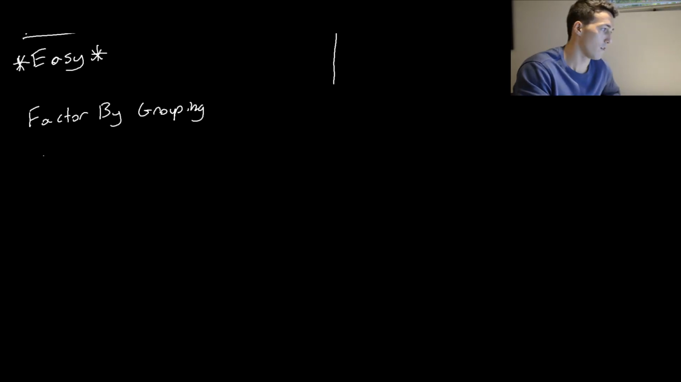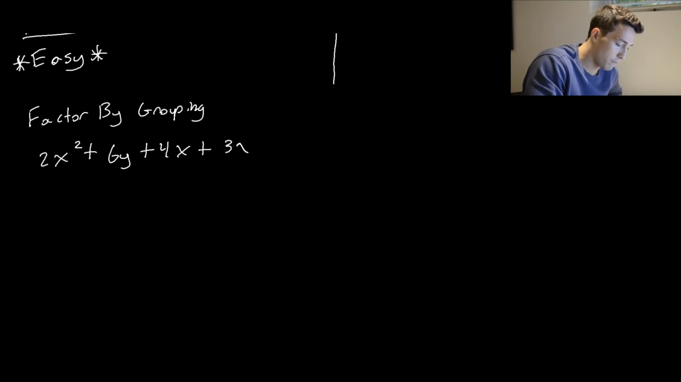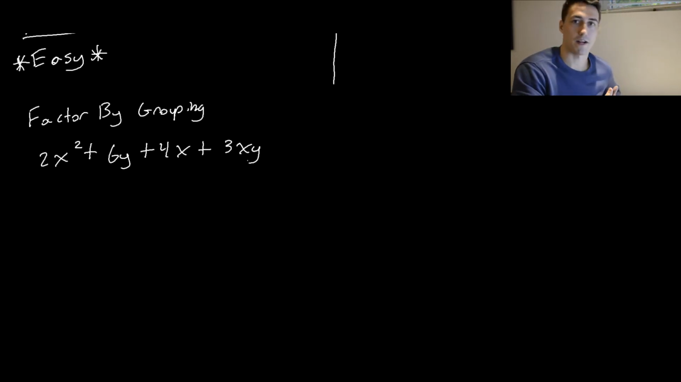So here, this problem, we're going to start with 2x squared plus 6y plus 4x plus 3xy. So looking at this, factor by grouping is kind of adding another tool of factoring to your math toolbox. If we look at this entire expression here, there isn't really a common factor to all of them.